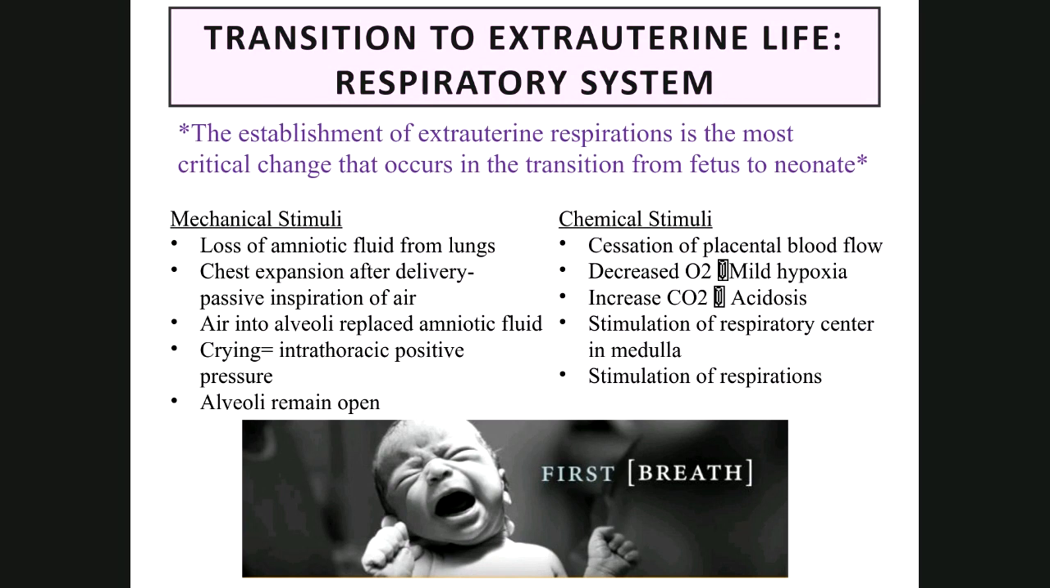As the baby is coming through the birth canal, its chest is getting really squished, and you can see this happening as it's emerging, nice and tight. Once it's out, it expands and pulls air from the outside environment into the lungs and clears the amniotic fluid. As it pulls air in, some of the amniotic fluid comes out. Some also gets squeezed out by the chest squeeze, and then you have the passive inspiration of air. Air into the alveoli replaces the amniotic fluid.